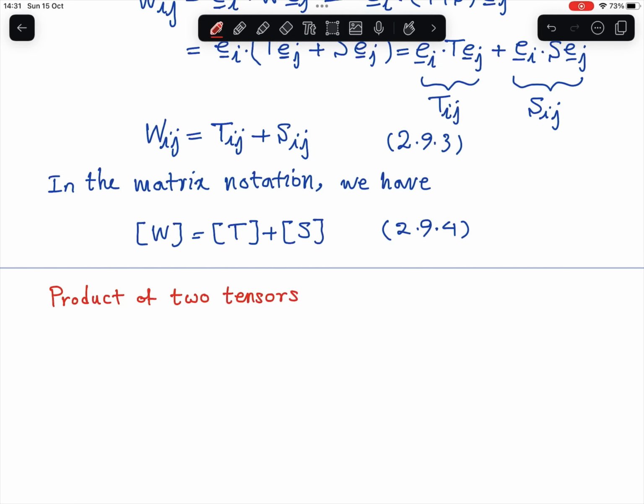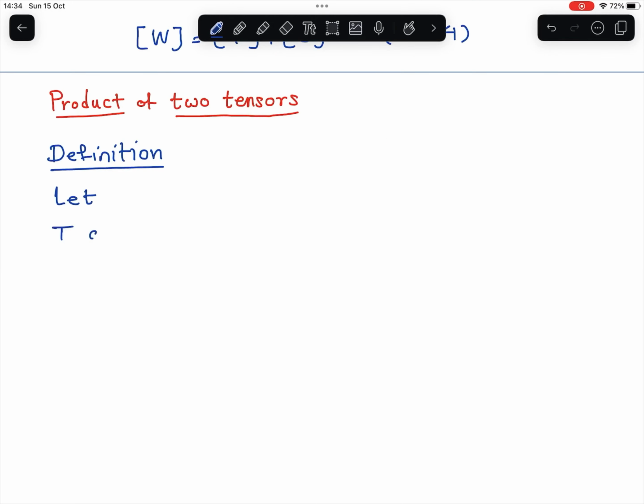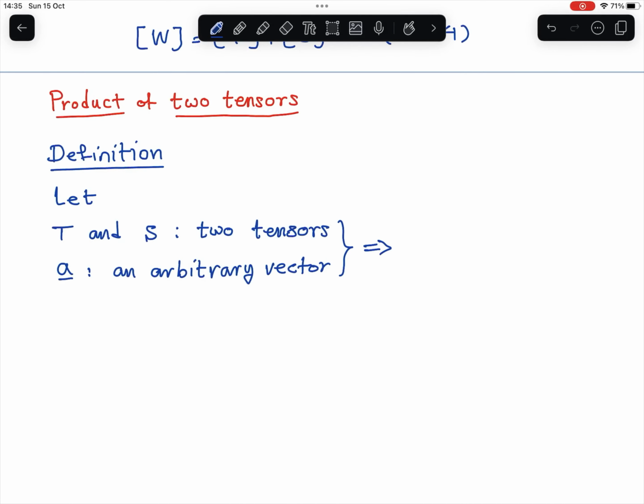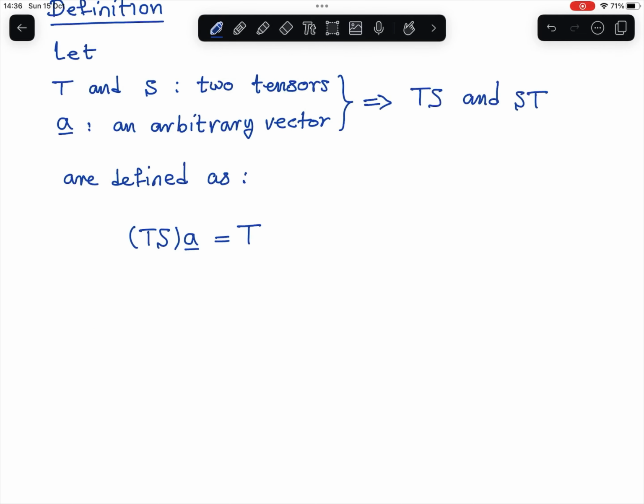Product of two tensors. Let T and S be two tensors and A an arbitrary vector. TS and ST are defined as follows. It states that when you multiply the tensor product of T and S by a vector A, it is equivalent to multiplying T by the result of the tensor product of S and A, and the same for the tensor product of S and T.